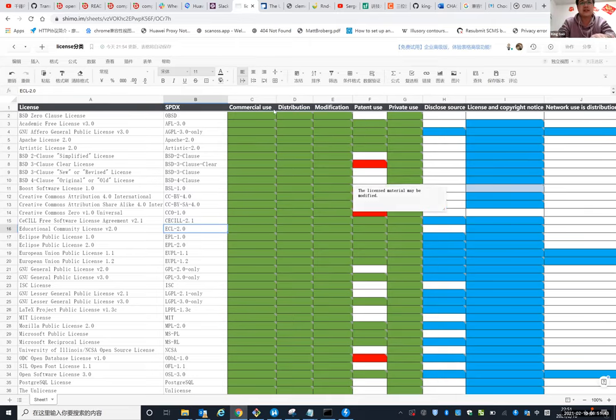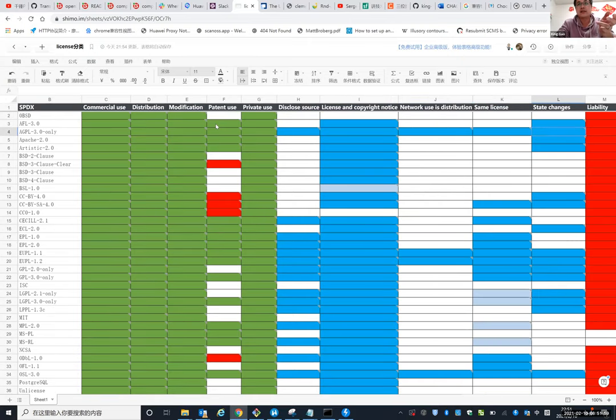I separate each license into three domains. The green one is the rights: you have the right to commercial use, distribute, modify, and patent use, and private use. The second domain is blue. It means the obligations of the license, you know, you must disclose it, and notice.